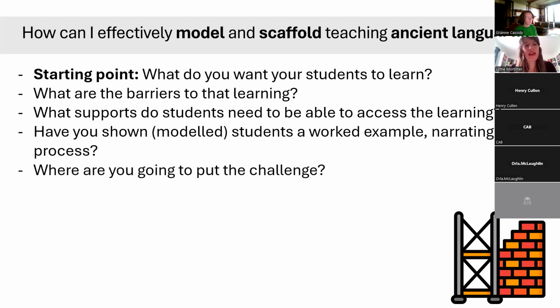But even though we're talking about modeling and scaffolding to make Latin and Greek more accessible, we also need to think about, well, where are we going to put the challenge? Because we do need to make sure our students are challenged as well. Modeling and scaffolding is not about making everything super easy. It's about making the learning accessible. We still need to put in layers of challenge as well.